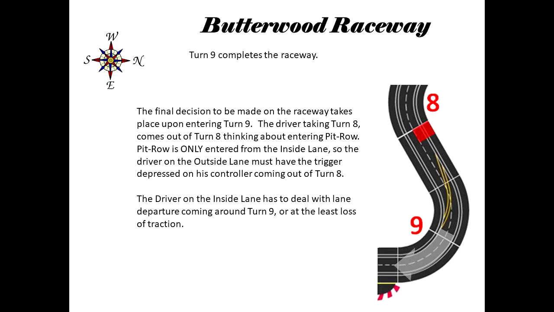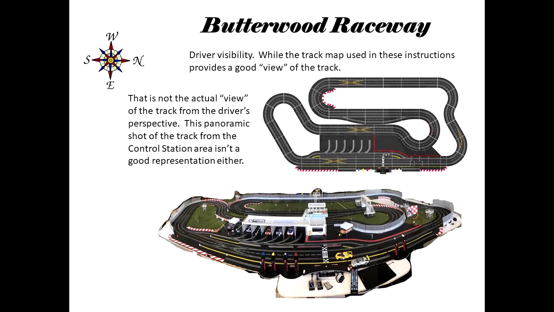Slide 18, Turn 9. The last turn. Turn 9 completes the raceway. The final decision to be made on the raceway takes place upon entering turn 9. The driver taking turn 8 comes out of turn 8 thinking about entering pit row. Pit row is only entered from the inside lane, so the driver on the outside lane must have the trigger depressed on his controller coming out of turn 8. The driver on the inside lane has to deal with lane departure coming around turn 9, or at the least loss of traction. This completes the basic instructions for Butterwood Raceway.